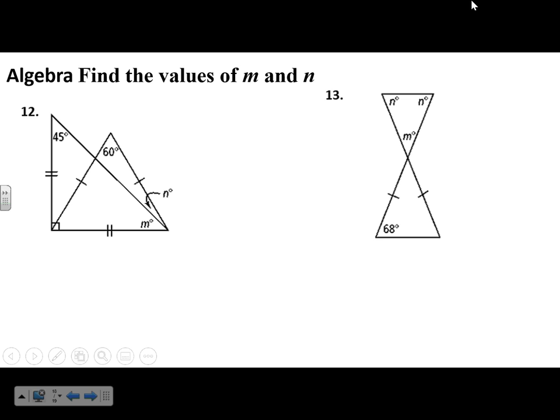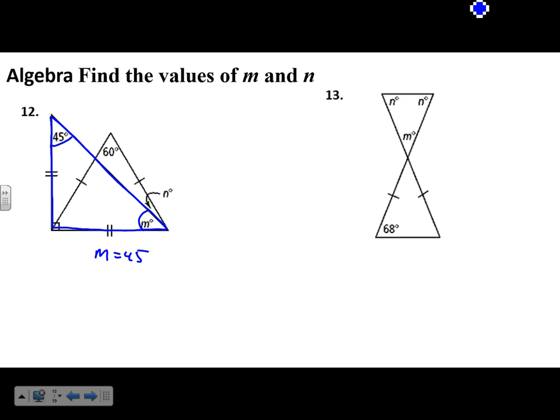Last three, find the algebra of M and N. So let's see. First off, for this M, we're looking at this triangle right here. If this one's 45, this is the other base angle, so M has to be 45.